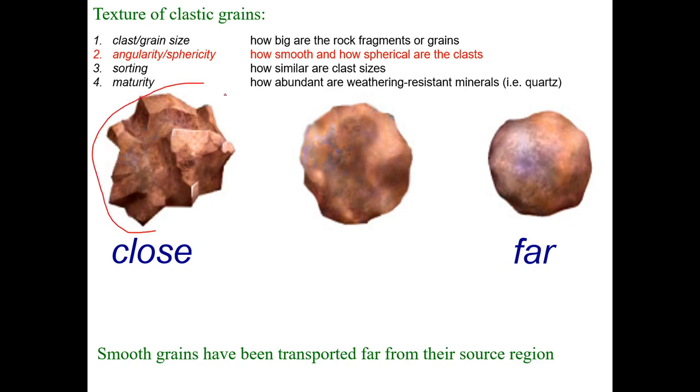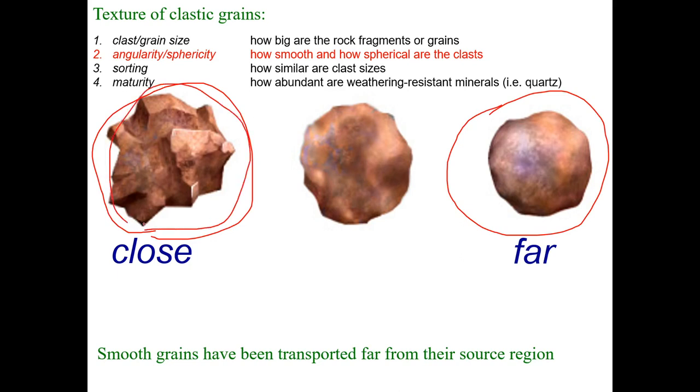How angular the grains are tells us how far they have been transported. If the grains are very angular like this, it means they haven't really undergone a lot of transportation. They haven't been rolled. Think of a rock tumbler, right? The same process goes on with rocks. They're tumbling as they move through wind or ice or water. They're tumbling along and getting their corners knocked off and getting smoothed out. So if things have been transported very far, you'll get these very spherical grains, whereas if they're highly angular, it means that they're relatively close to their source.